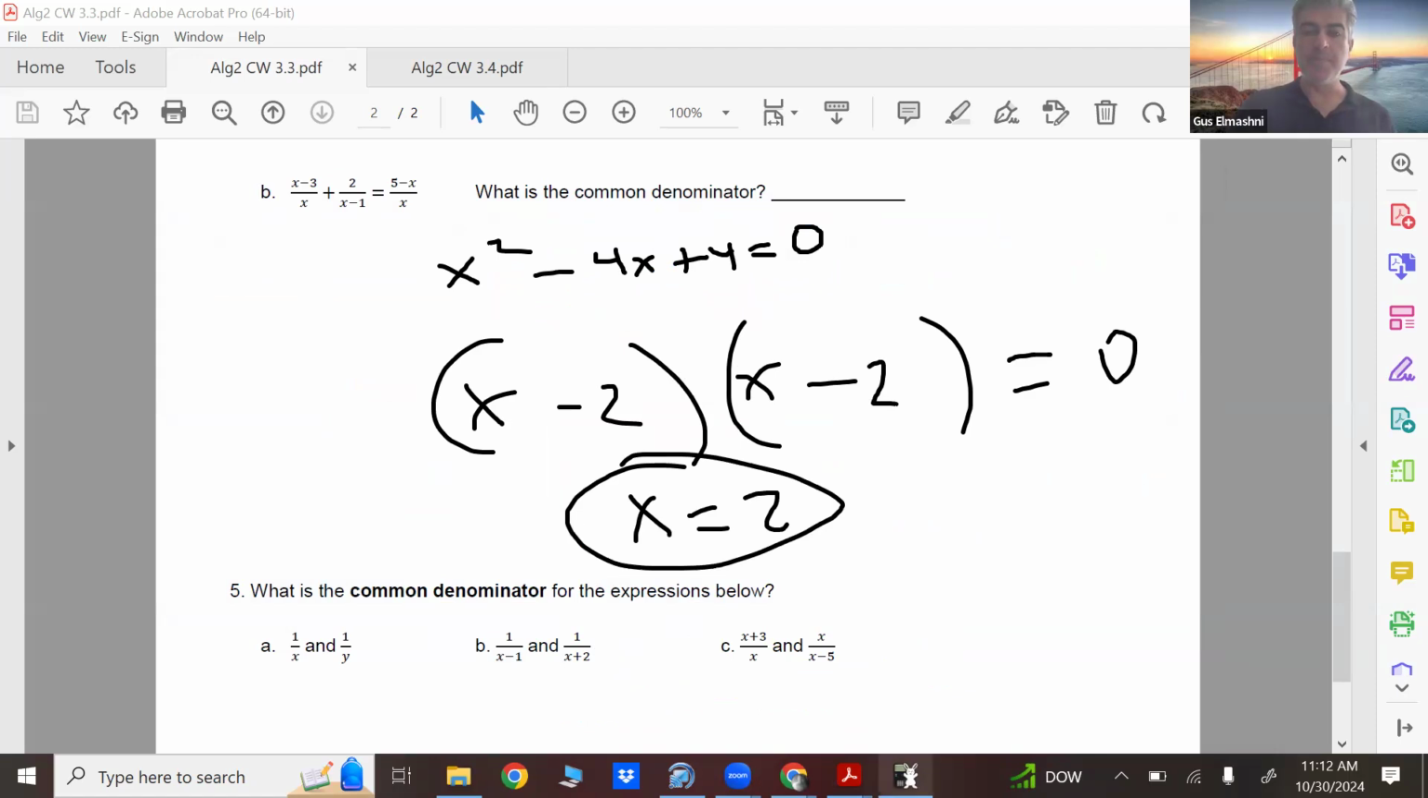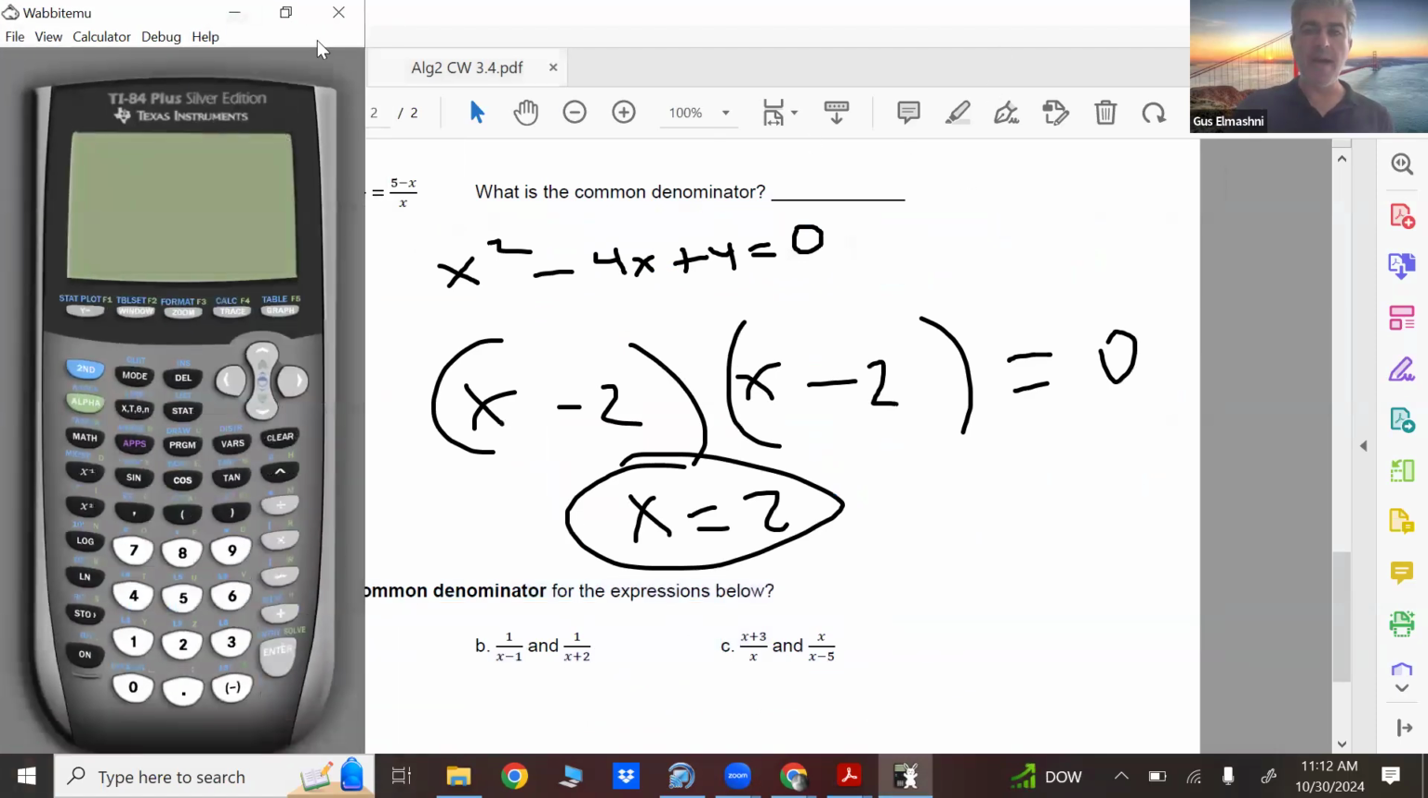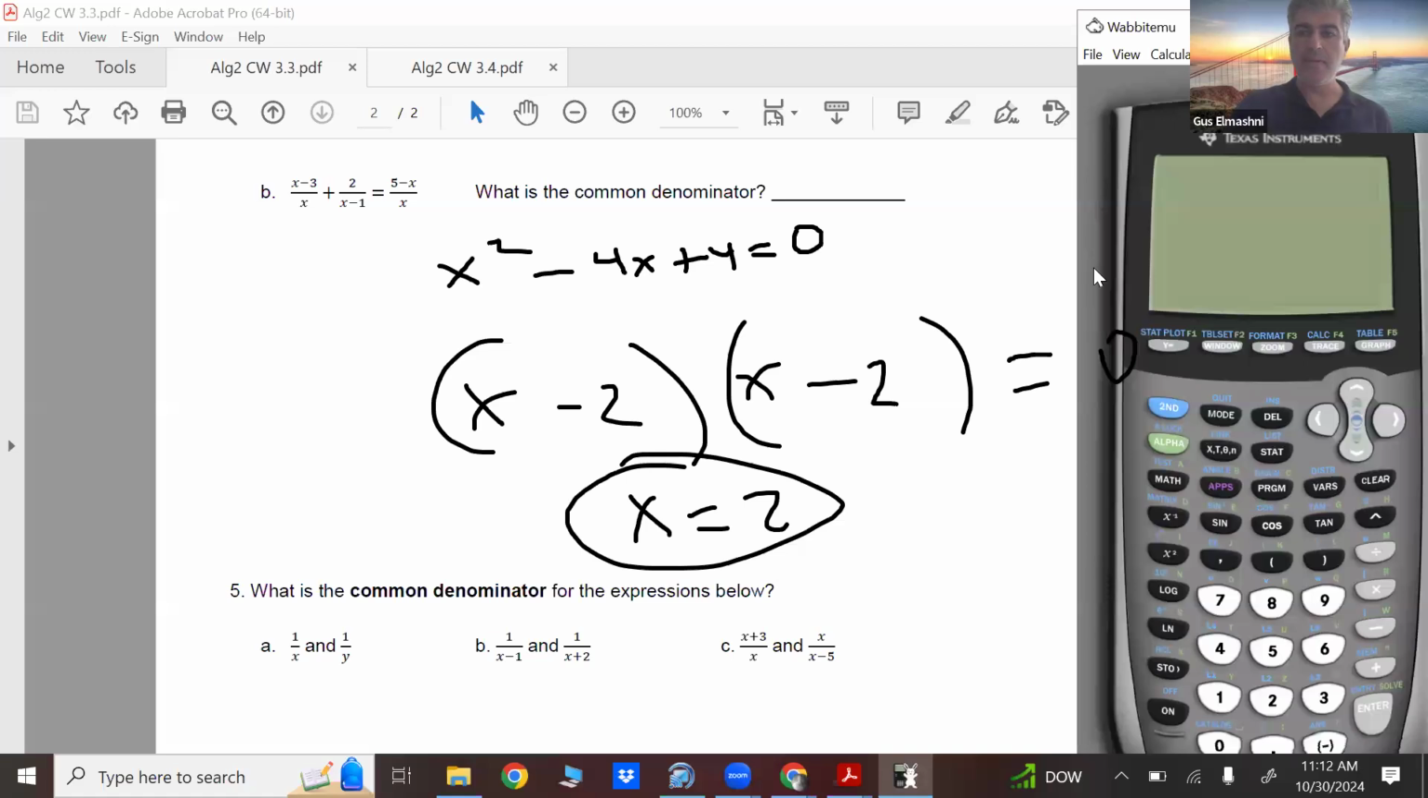Simple. Very simple. You graph each side and see where they touch. So I could do parentheses x minus 3 over x plus 2, parentheses, times x minus 1. Make sure you put parentheses around any expression so it's protected. And then parentheses 5 minus x divided by x. Graph it, see where they touch. You can get some wacky stuff here.